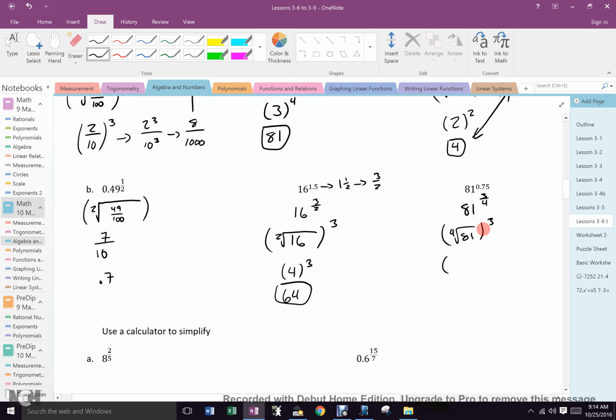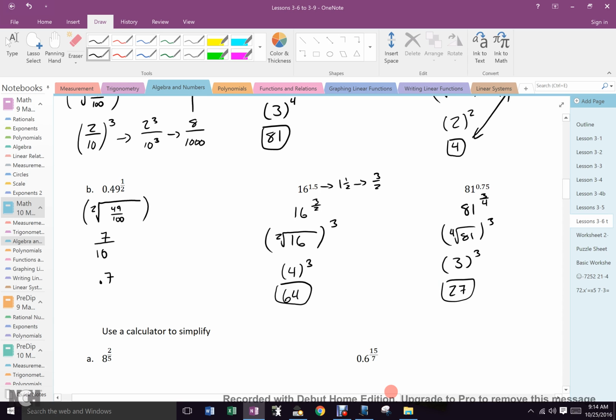Isn't 81 9 times 9? And isn't 9 times 9 3 times 3, 3 times 3? Isn't that a group of 4? So what's the 4th root of 81? 3 cubed. What's 3 cubed? 27. Everybody good?